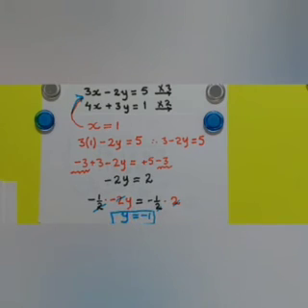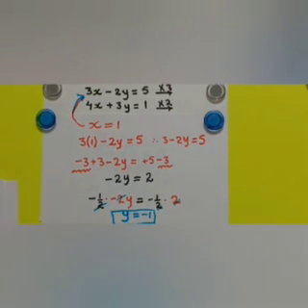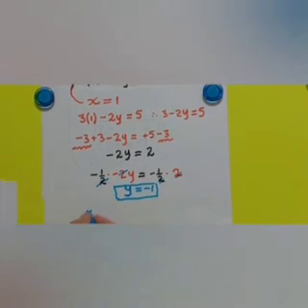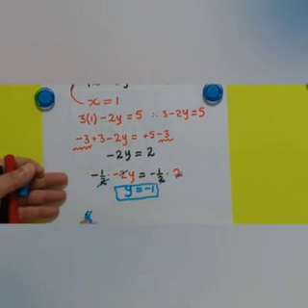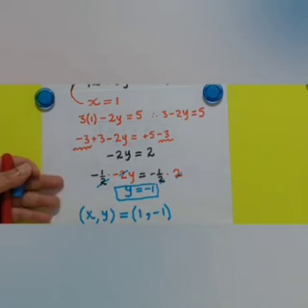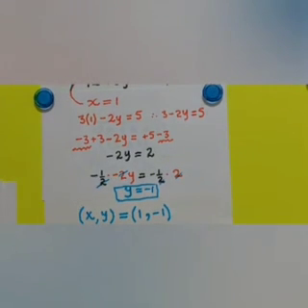After that, we write the solution. x the first variable, y the second variable. Their values are 1 and minus 1. And this is the answer in ordered pairs. Okay?